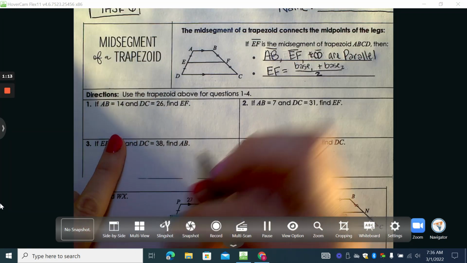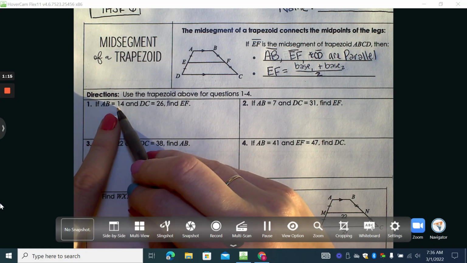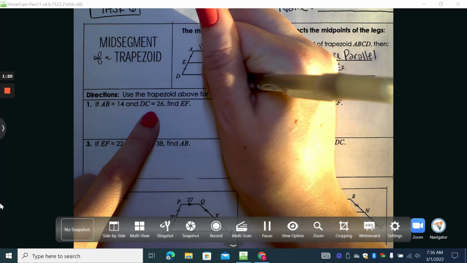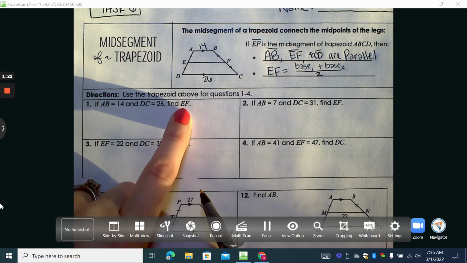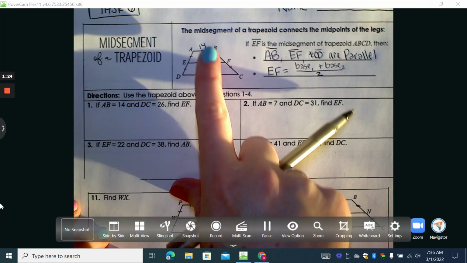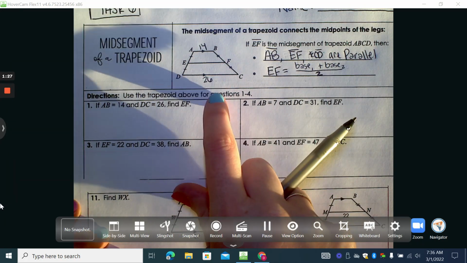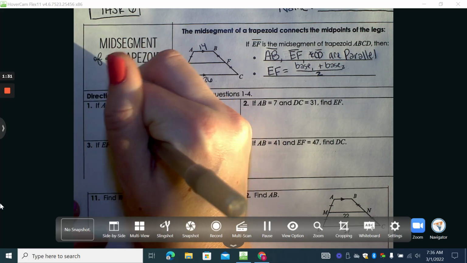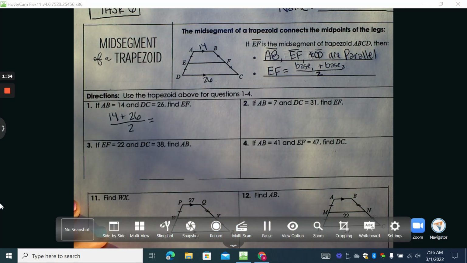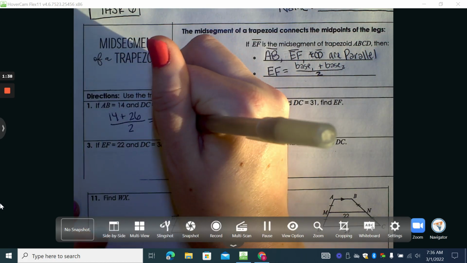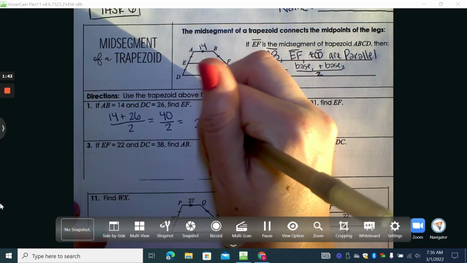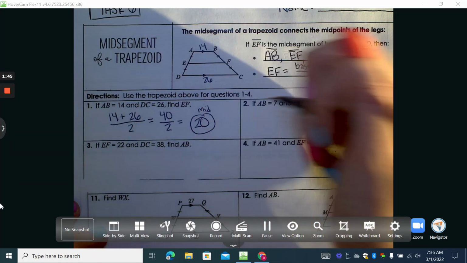I'm going to maybe redraw it out for a second. If AB is 14, so if this was 14 up here and DC was 26, and I want to find EF, what I'm going to do is add together those two bases. AB and DC are my bases, 14 plus 26, and then I'll divide by 2. Well, 14 plus 26 is 40. And when I divide by 2, I get 20. So my mid-segment is 20.